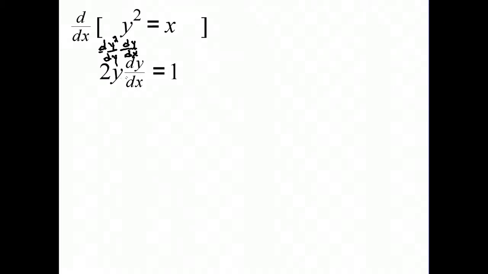Alright, now we want to find dy dx. We want to know what is the derivative of y with respect to x. And so we just solve. We divide both sides by 2y. And we get our function dy dx is equal to 1 over 2y.